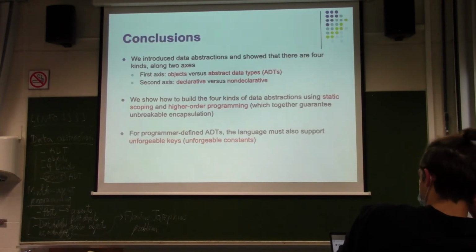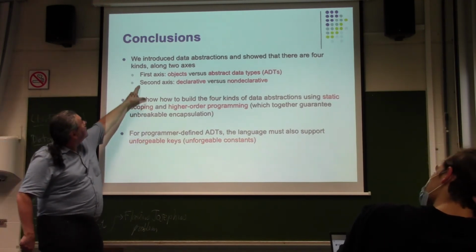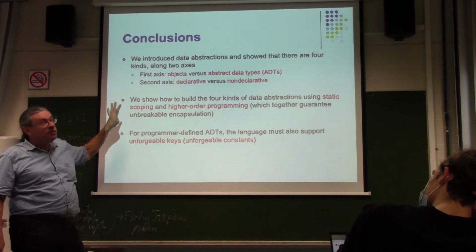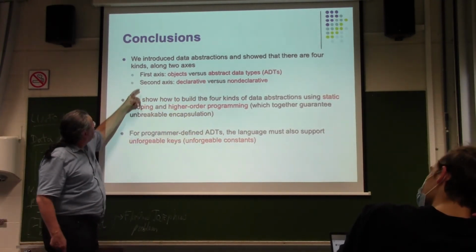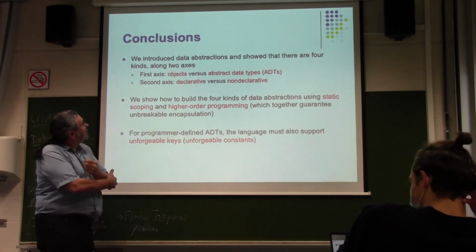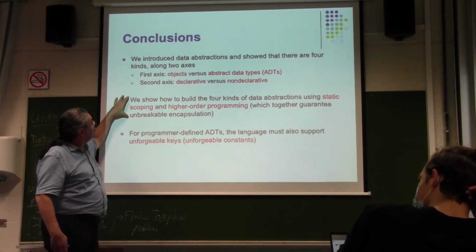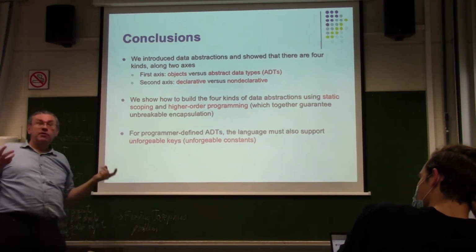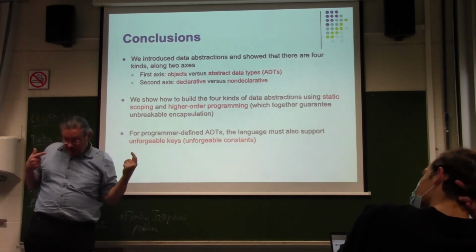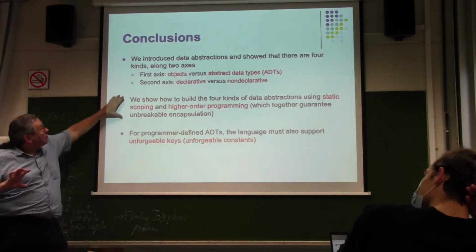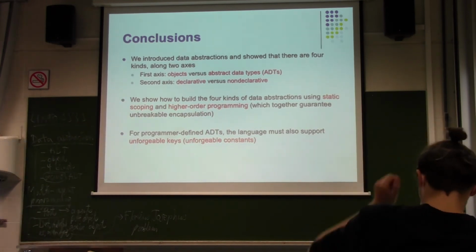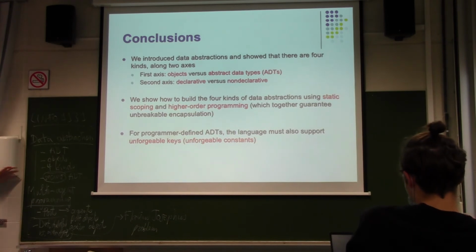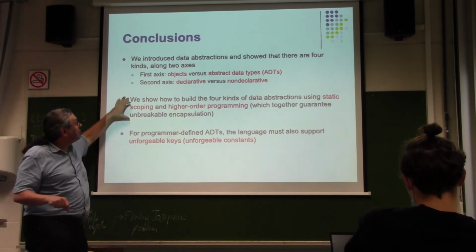Okay, so let me finish on data abstraction. Just to summarize, there are 4 kinds, on 2 axes: objects versus abstract data types, and each one can be either declarative or non-declarative. We show you the semantics of them. The code I'm showing you defines them in terms of primitives, so that actually gives you the semantics of it, because you know the semantics of the primitives.